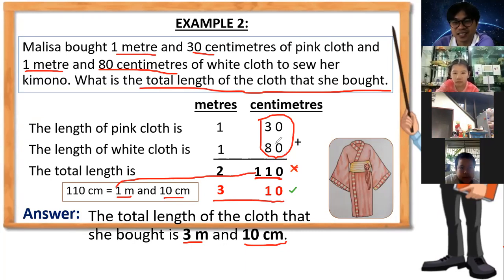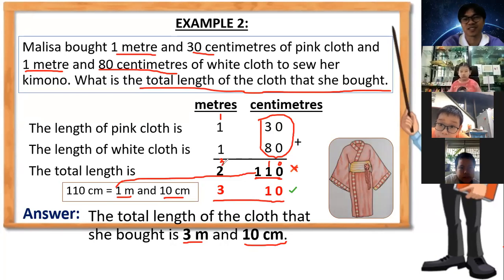If we add all of them, we can also do it like this in meters and centimeters. So it's okay also. 0, 11, carry 1, then 3. The same result. So the total length of the cloth that she bought is 3 meters and 10 centimeters.